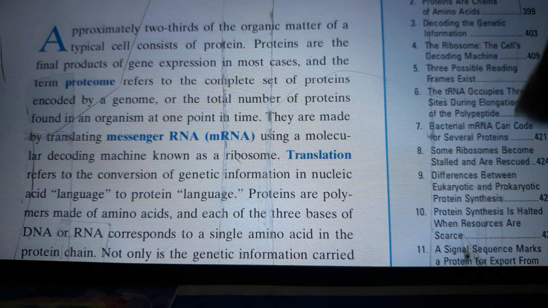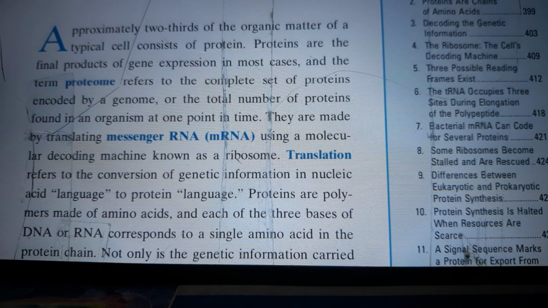We have the following topics that will be covered. Overview of protein synthesis, proteins, chains of amino acids, and following. Approximately 2/3 of the organic matter of a typical cell consists of proteins, and proteins are the final products of gene expression in most cases. The term proteome refers to the complete set of proteins encoded by a genome, or the total number of proteins found in an organism at one point in time.